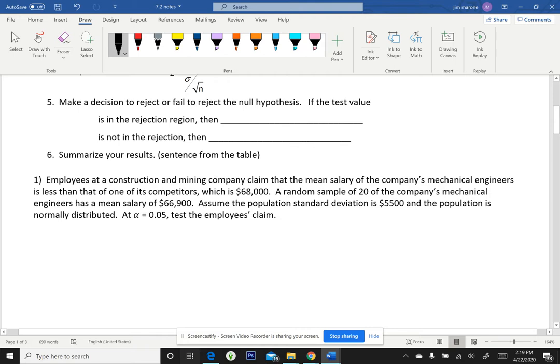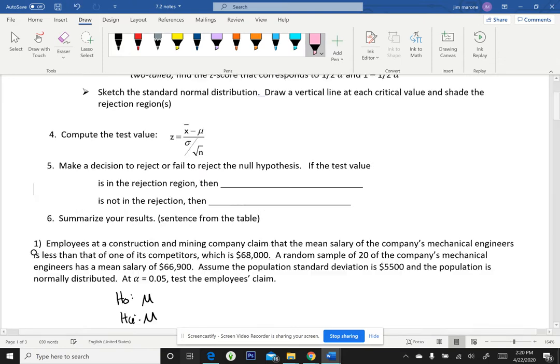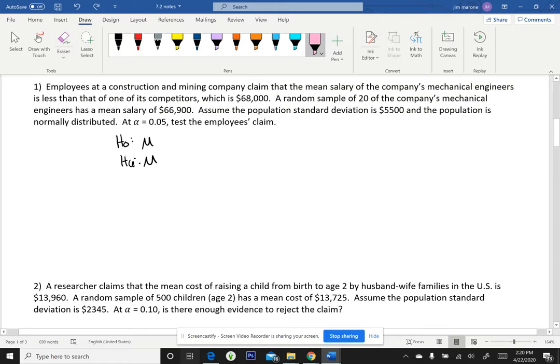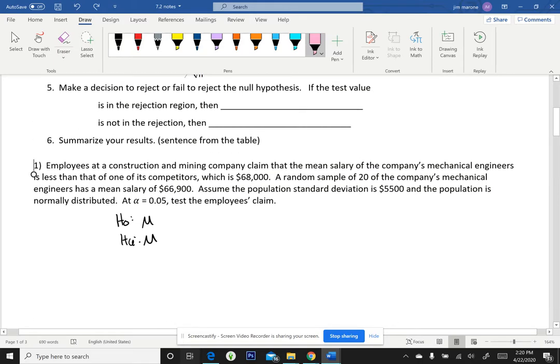So number 1, employees at a construction and mining company claim that the mean salary of the company's mechanical engineers is less than that of one of its competitors. So right now I'm going to stop and write my null and alternate hypotheses because I see a symbol there. So is less than. We see that in the problem it says is less than that of one of its competitors, which is $68,000. The strict inequality goes in the alternate hypothesis, and it's $68,000. And that is the claim, because the company claims. So that is going to be our claim.